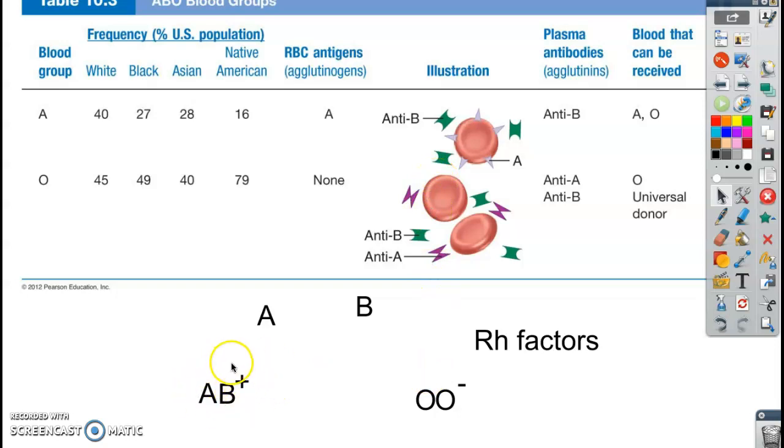AB positive, on the other hand, would have all the markers. It would have B, it would have A, and it would have the RH marker on it. And so it can receive blood from anyone and is a universal recipient. So if you're giving, then O negative is great because you can give to people. If you're more selfish and more worried about what people can give to you, then AB positive is the type to have because everybody can donate to you.